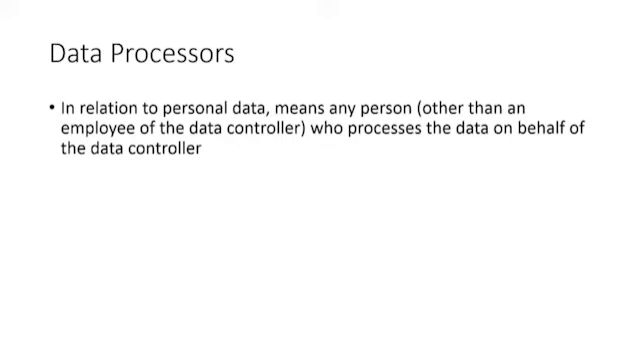Now we also have the data processors. In relation to personal data, that means any person other than an employee of the data controller who processes the data on behalf of the data controller. So the data processor is the one that does something with that data.